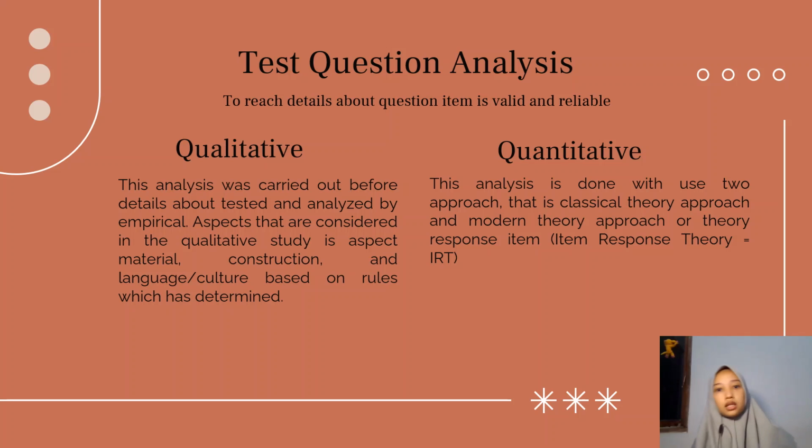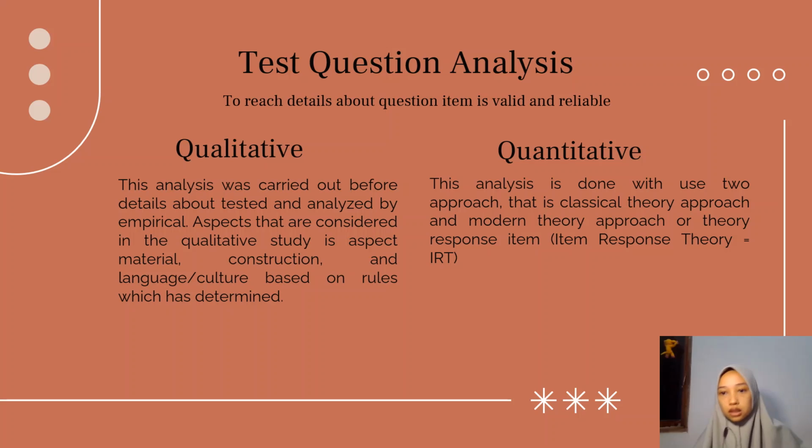The next, we have the test question analysis. Test question analysis is used to find out in detail whether a question item is valid and reliable. There are two kinds of test analysis. The first is qualitative. This analysis is carried out before the items are tested and analyzed empirically. Aspects considered in the qualitative study are material, construction, and language or culture, based on the rules that have been determined.